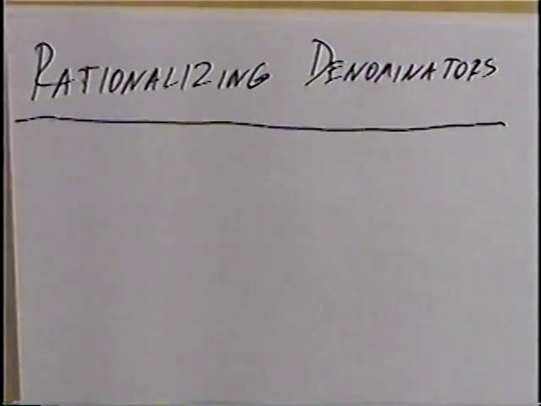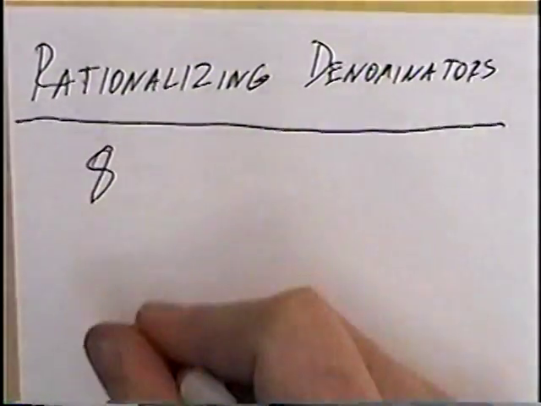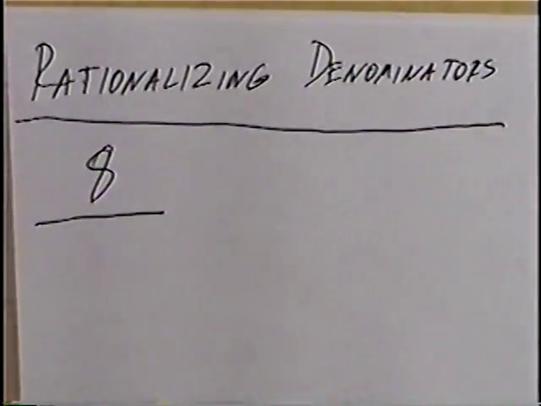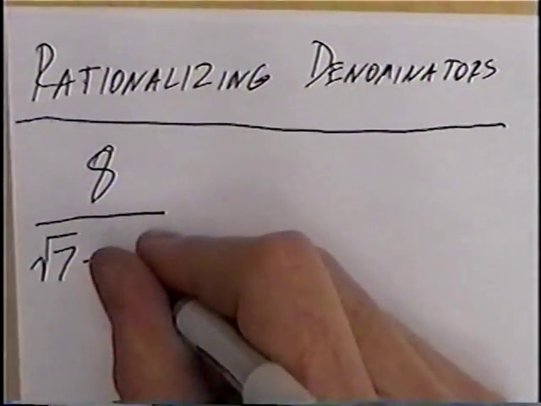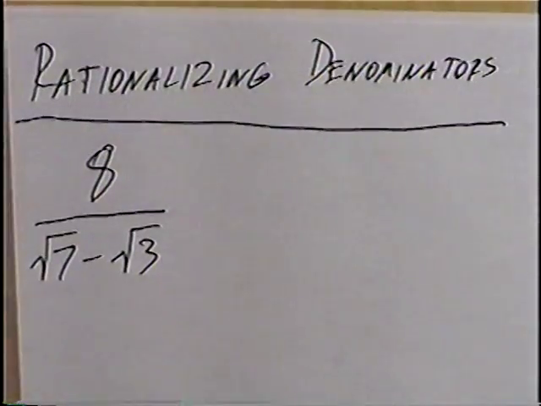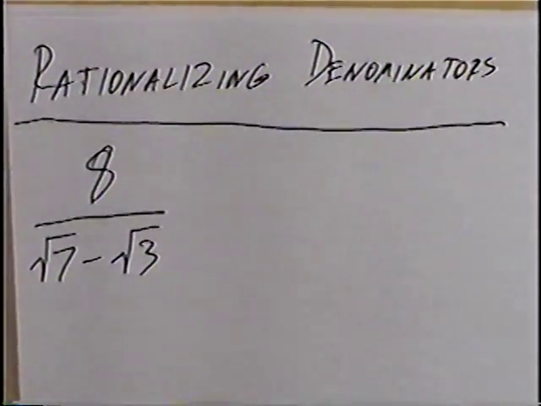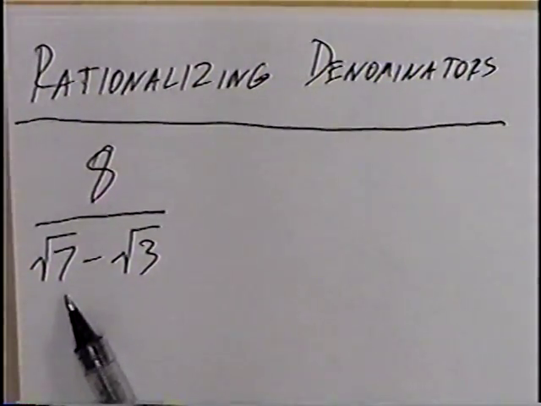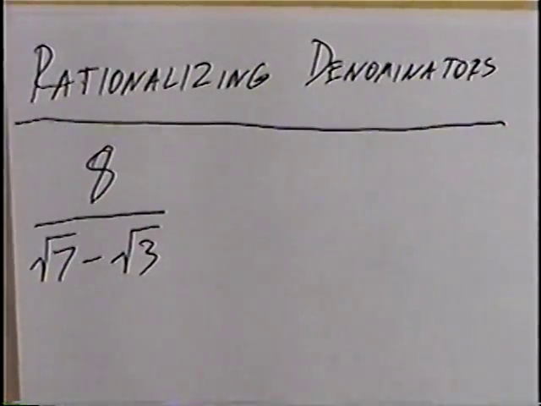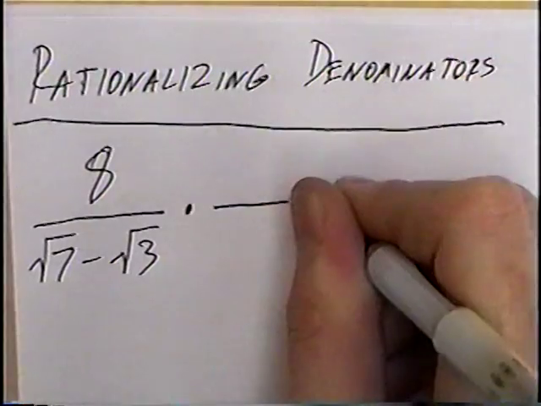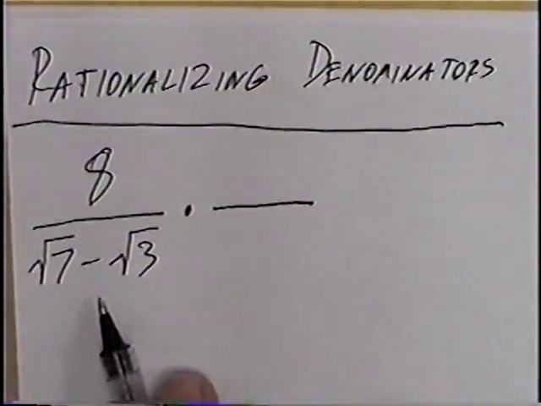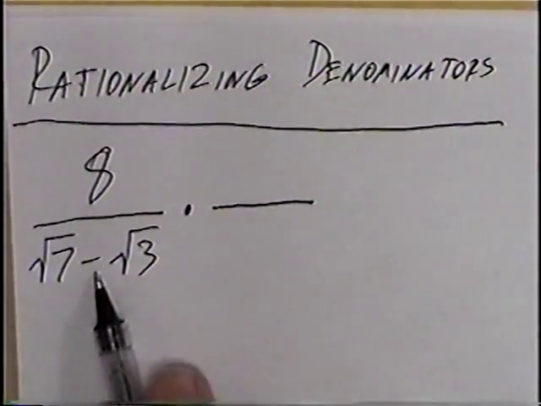First question, and only question for the section, 8 divided by square root 7 minus square root 3. In this question we have a fraction which contains radicals or square roots in the denominator. To simplify this, we want to get rid of or cancel the square roots or radicals. In order to do that, we can multiply by a second fraction. Multiplying by what's called the conjugate or opposite of the denominator.